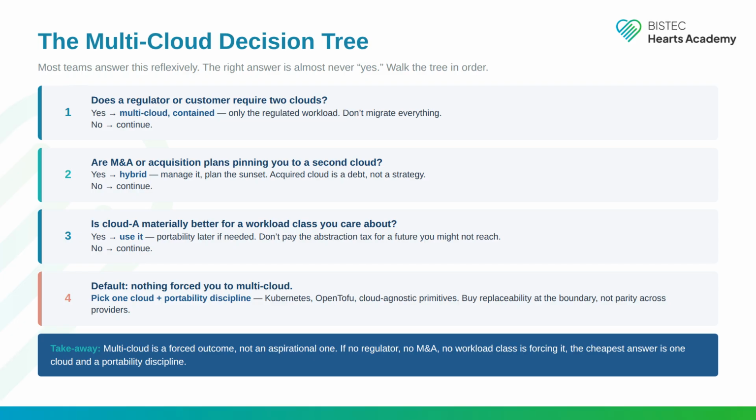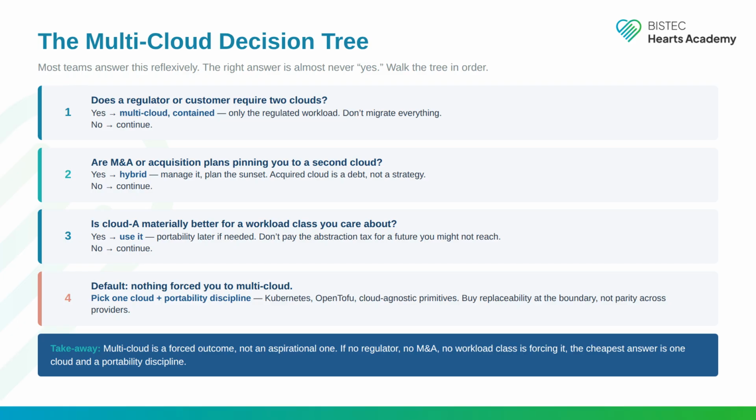Number 4. Default. Nothing forced you to multi-cloud. Pick one cloud plus a portability discipline: Kubernetes, OpenTofu, cloud-agnostic primitives. Buy replaceability at the boundary, not parity across providers.